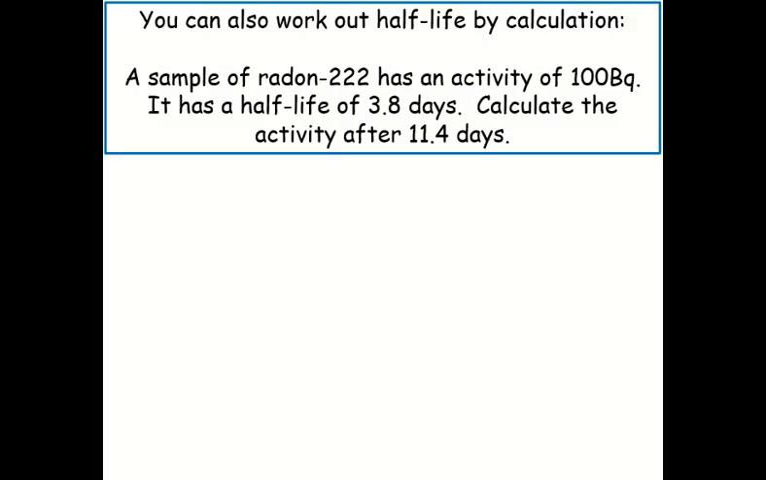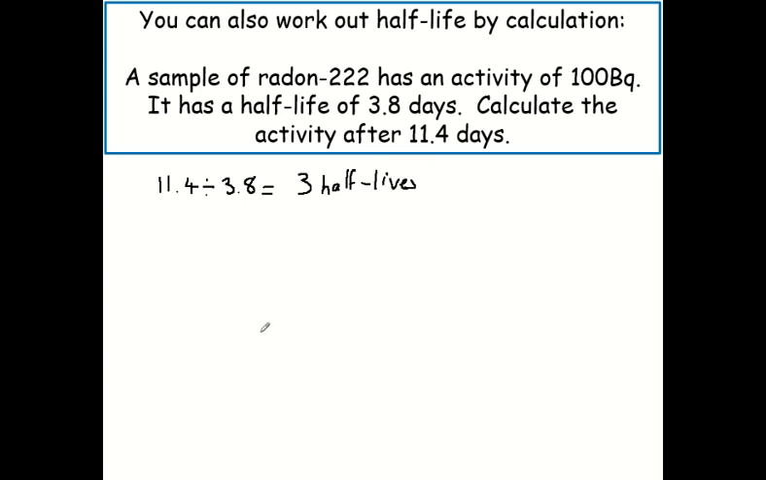Okay, so in order to work out this one then, our sample of radon 222 has an activity of 100 becquerels, it has a half-life of 3.8 days, calculate the activity after 11.4 days. So the first thing we need to do is work out how many half-lives it has been through. We're told in our question that we're looking at it after 11.4 days and it's got a half-life of 3.8 days. So the first thing we need to do is 11.4 divided by 3.8, and if we put that into our calculator we find that that is 3 half-lives.